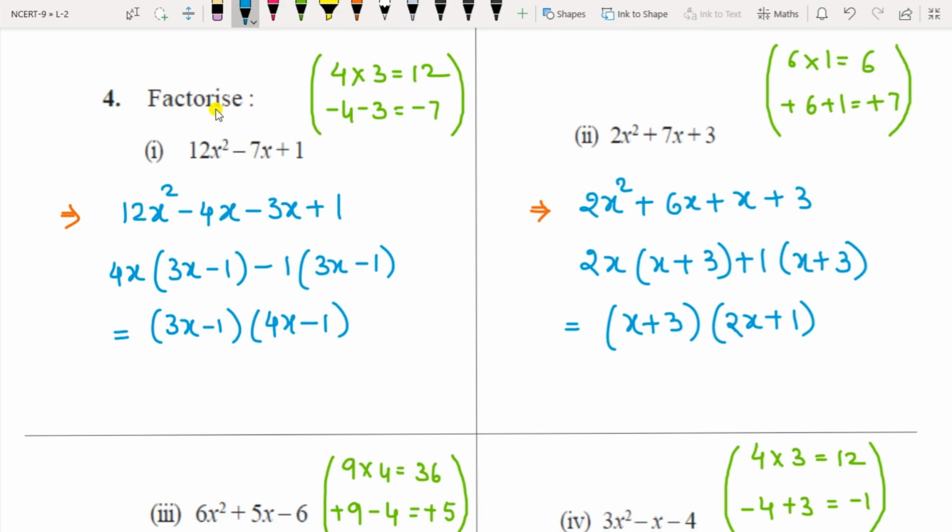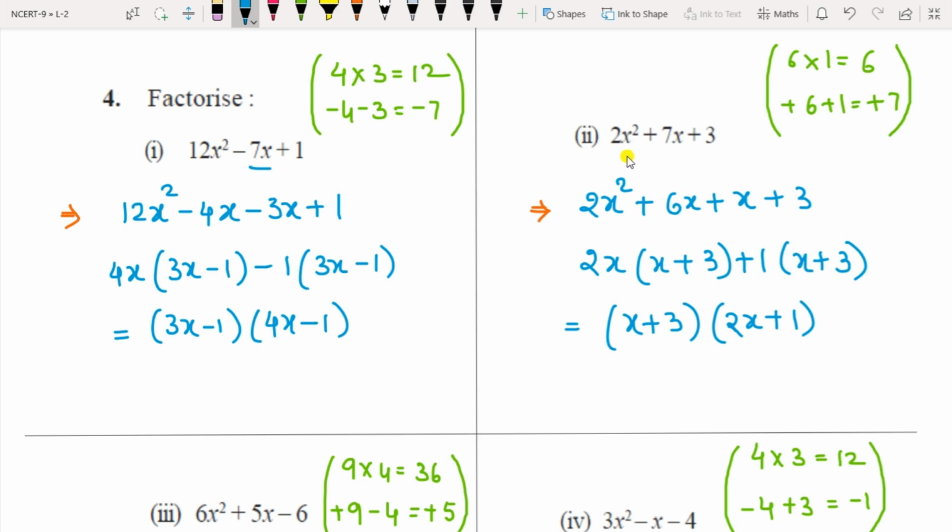So factorize now. These are the quadratic equations. 12x square minus 7x plus 1. So 12 ones is 12. Now you have to split the 12 so as to get minus 7 by adding or subtracting. So 4 threes is 12, and minus 4 minus 3 becomes minus 7. So write the first term as it is, then split this minus 7 by minus 4x and minus 3x, and the last term, the constant term, as it is. Now take out common from the first two and second two and you get this answer here. So these are the factors of the given px.